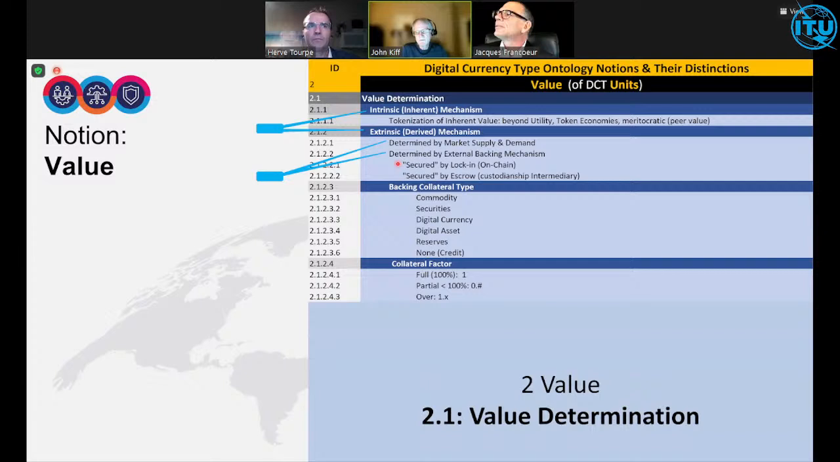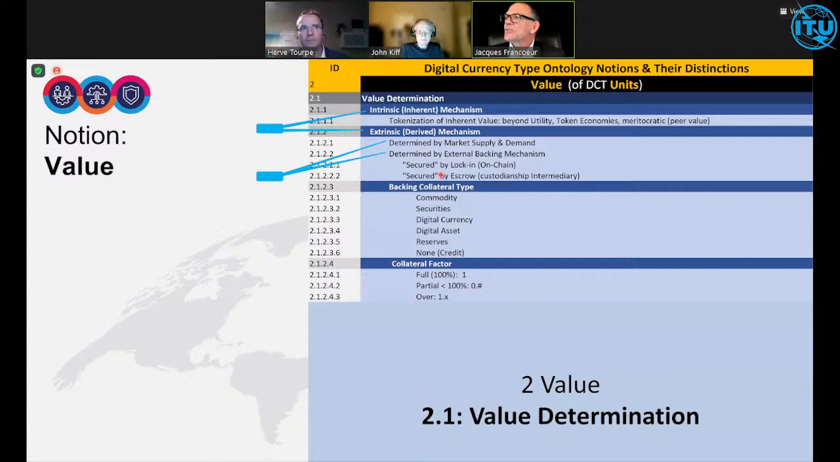What would you say then? It would be, I think, about market supply and demand, except that a central bank digital currency is locked onto a fiat currency. It's not backed by anything, actually. So maybe that would be inherent. This is value determination, right? So if it's externally pegged, then see how we create a distinction under backing is very important.